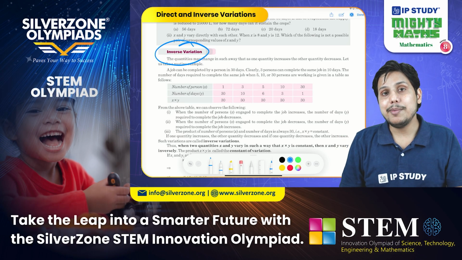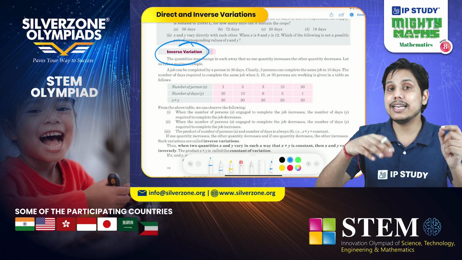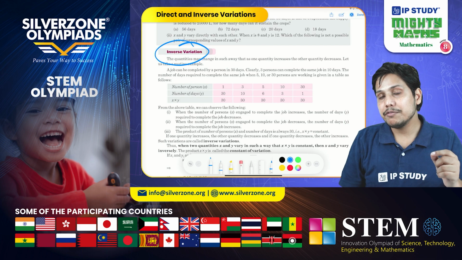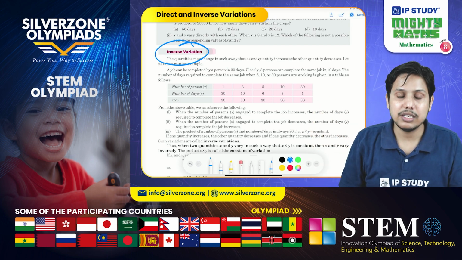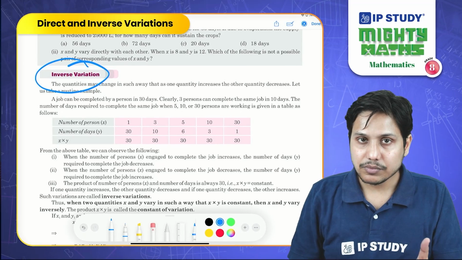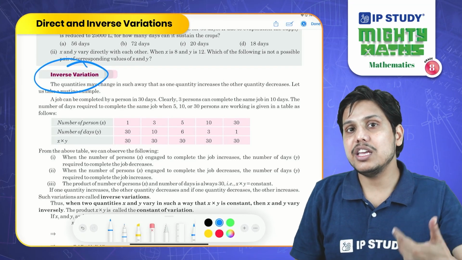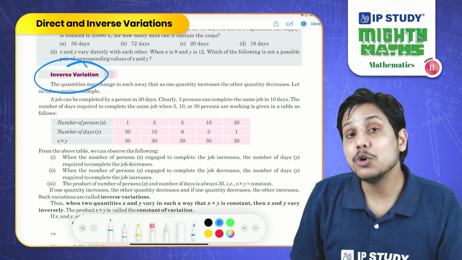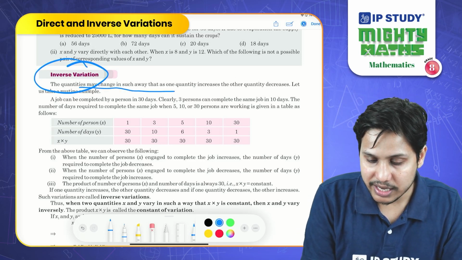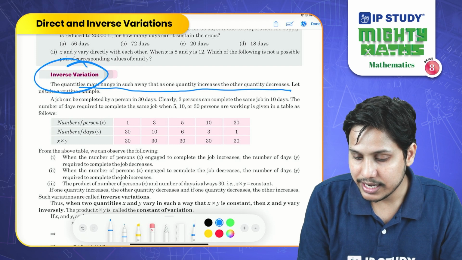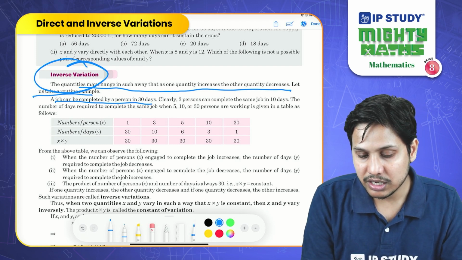Yes, so this type of variation where an increase in the first gives a decrease in the other, or a decrease in the first results in an increase in the other, is called inverse variation. And depending upon the question or the situation, we can identify which variation is to be concluded there. Yes. So in inverse variation, the quantities may change in such a way that one quantity increases, the other quantity decreases. Let us take a routine example. A job can be completed by a person in 30 days.